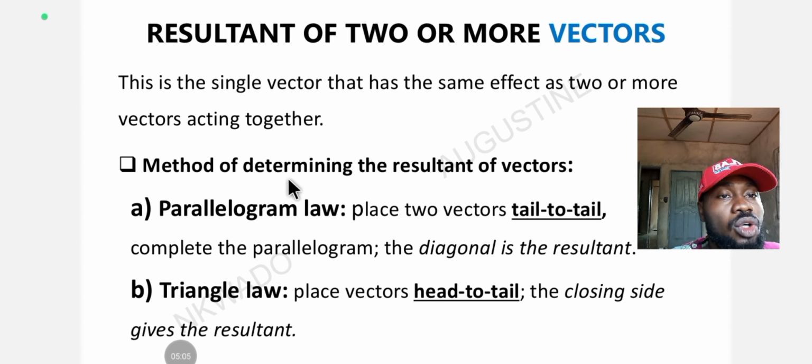Then let's look at the methods of determining the resultant of vectors. All these are what JAMB wants you to know. They want you to be good at this.